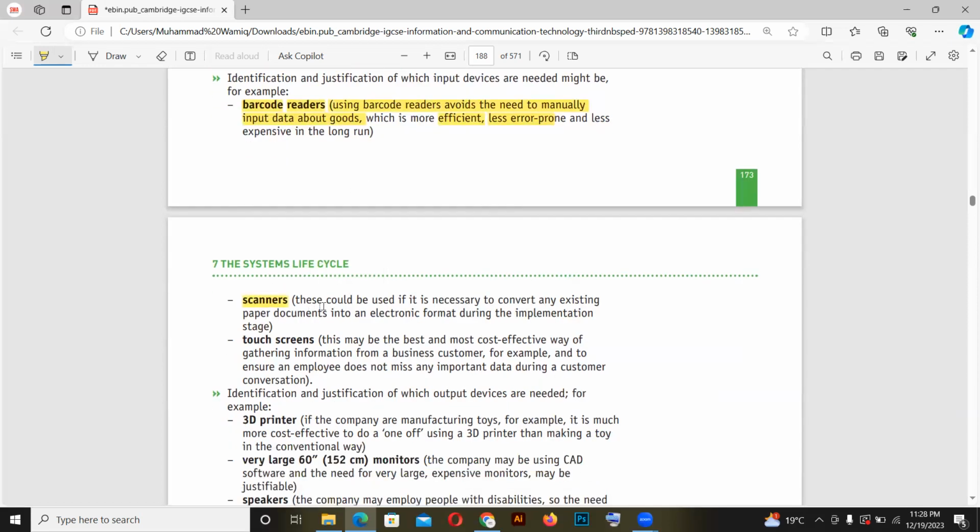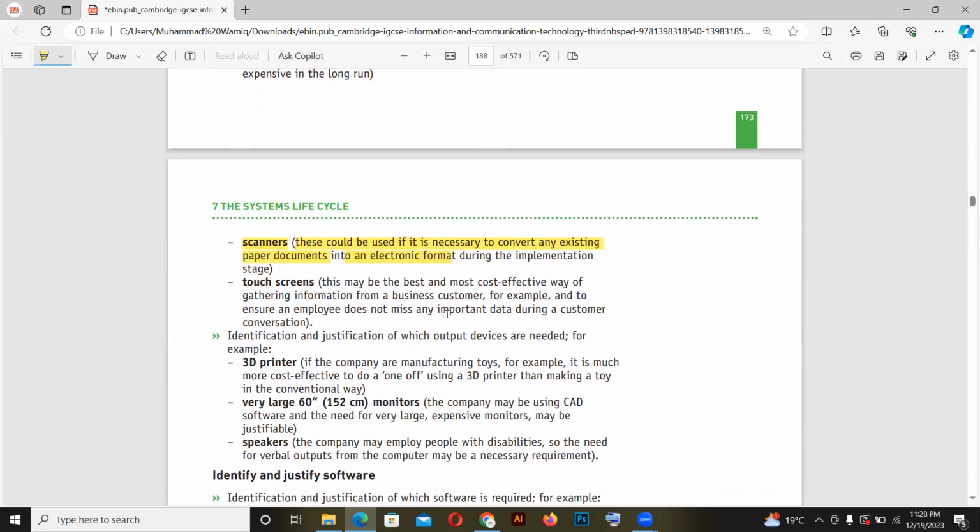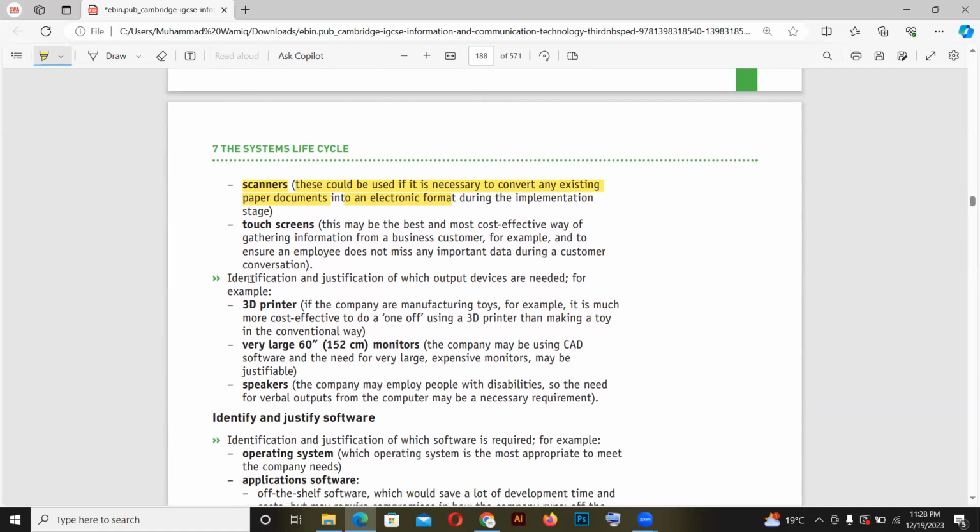I can even use scanners, and these could be used if it is necessary to convert any existing paper document into an electronic form. I can use touch screens because this is the best and cost-effective way of gathering information from a business customer. And we can have the identification and justification of output devices as well. For example, why might I need a 3D printer? Maybe if the company is manufacturing toys, it is too costly to create a toy in a conventional way.